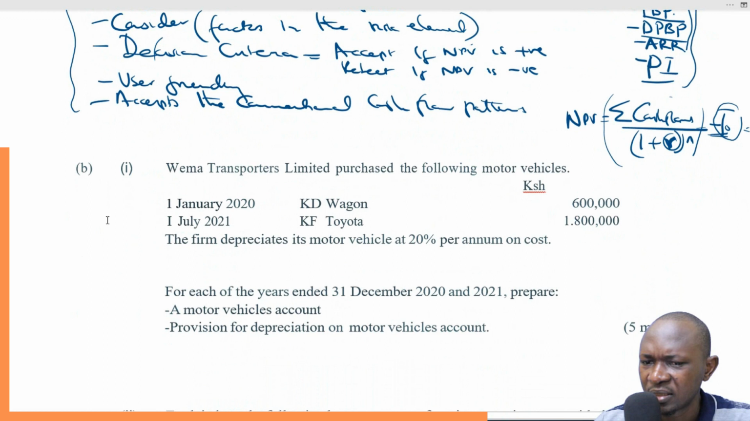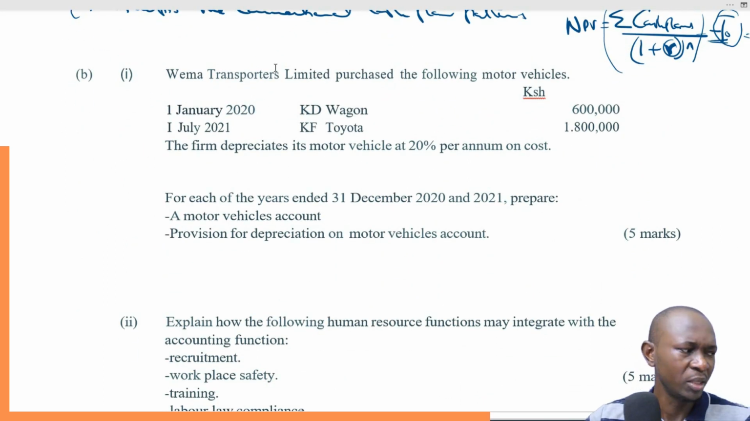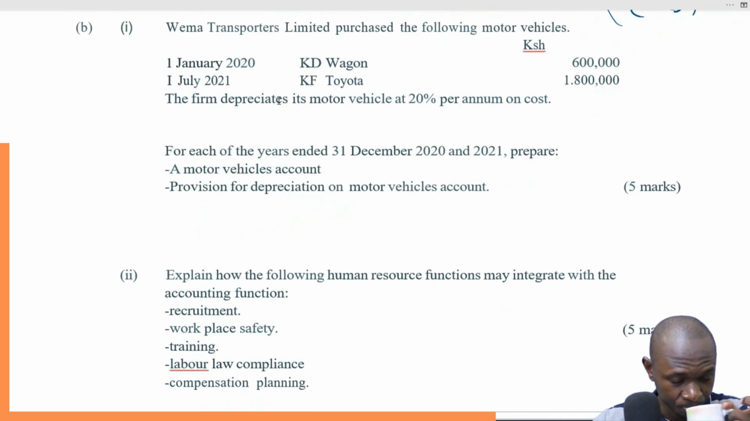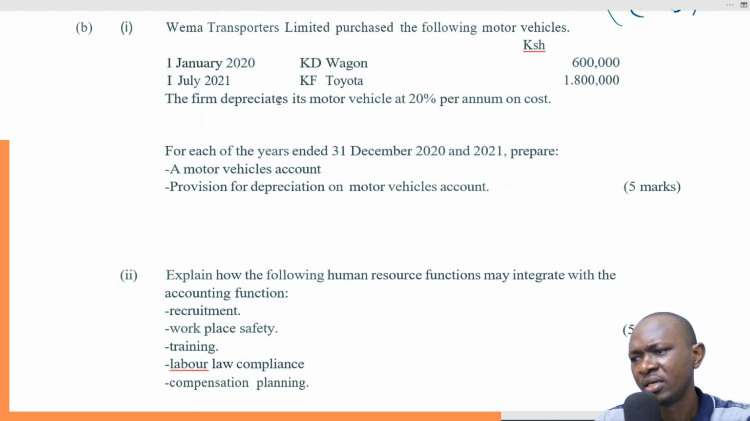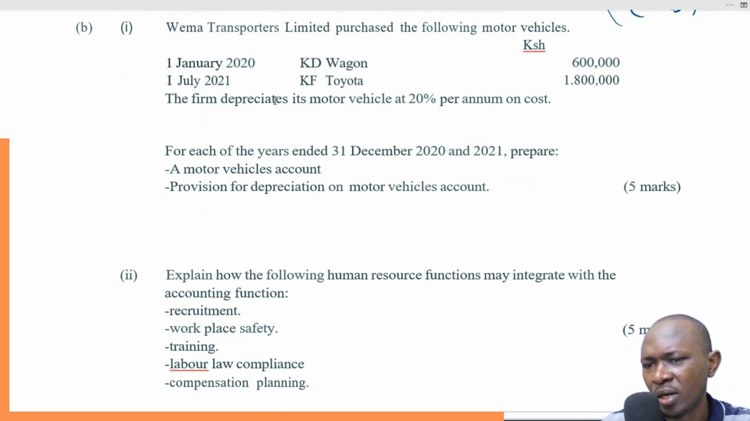Let's look at part B of this question. Wema Transporters Limited purchased the following motor vehicles. On 1st January 2020, KD Wagon, 600. On 1st July 2021, KF Toyota, 1.8. The firm depreciates its motor vehicles at 20% per annum on cost. Prepare a motor vehicles account for each of the years ended 31st December 2020 and 2021.